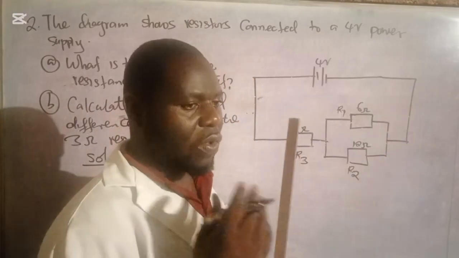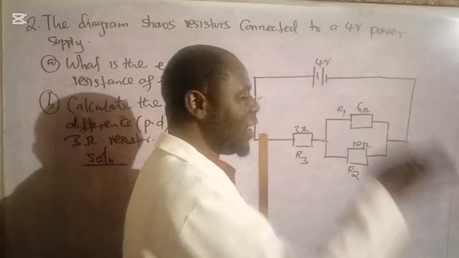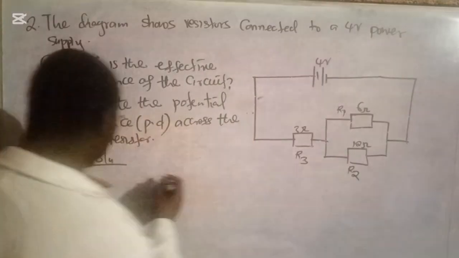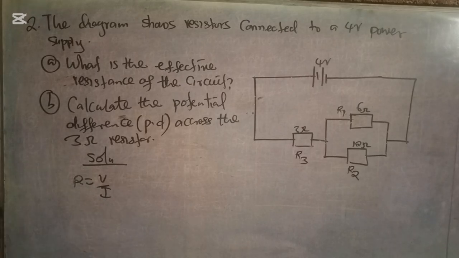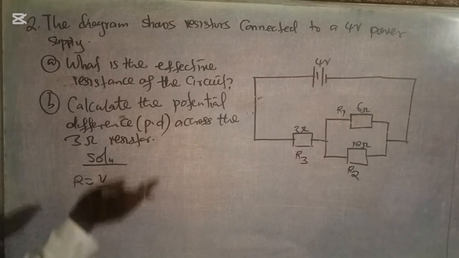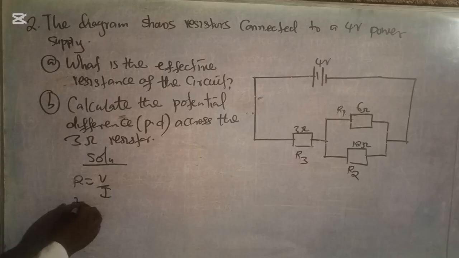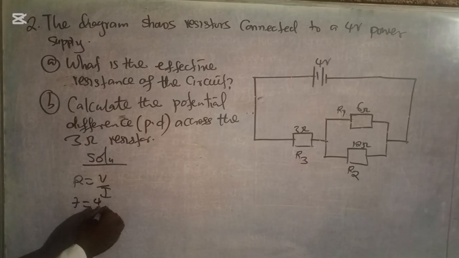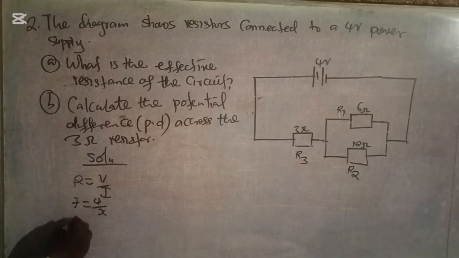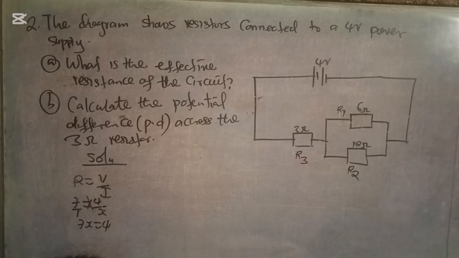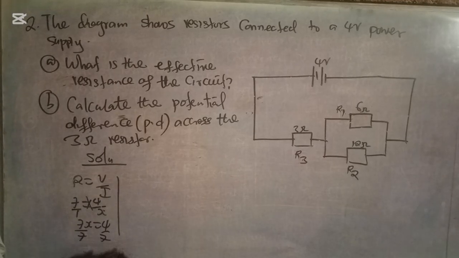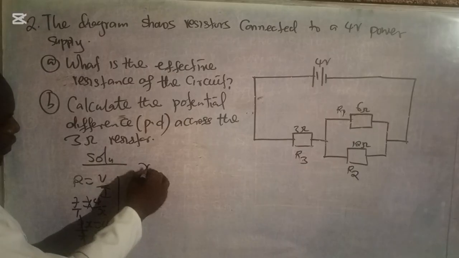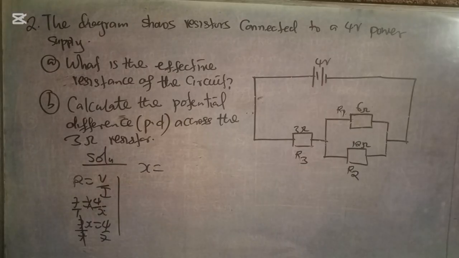So for us to know the current, first we need to find the total current in the circuit. We say resistance is equal to voltage over current. What is our resistance? The total resistance is 7. The voltage is 4, over current, which is x altogether. Now we cross multiply: 7 times x, 7x, is equal to 4. Now we divide by 7 on both sides, so x is equal to 4 divided by 7.